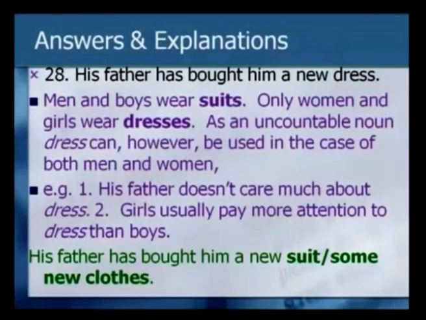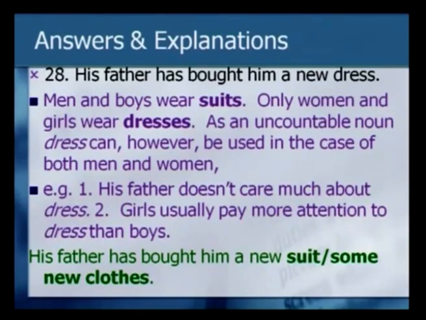28. His father has bought him a new dress. This is again with regard to the usage of the word dress with regard to the gender that it is associated with. Now, how does it differ? What is the error here? As I said, its usage with regard to dress. Dress, clothes, how is it used? Suits. There is a difference in terms of gender.